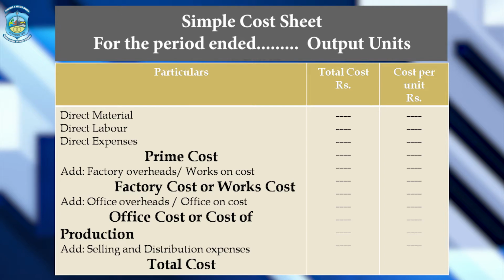After getting works cost or factory cost or manufacturing cost, we are going to add the entire expenditure incurred in administration, which is also known as administrative expenditure or office expenditure or office on cost or office overhead. When we add all these office expenditures to works cost, we will get office cost or cost of production. After getting cost of production, we are going to add selling and distribution expenses. When we add selling and distribution expenses to office cost, we will get the total cost. So, this is the format for calculation under simple cost sheet.